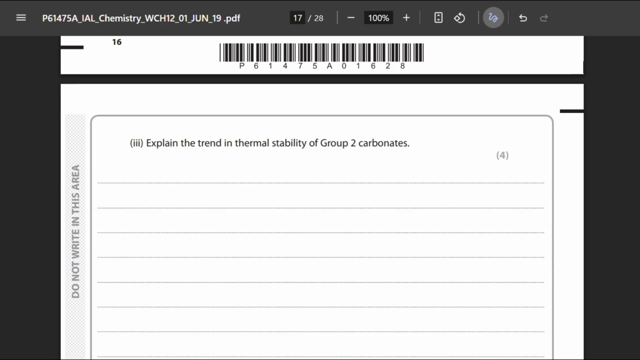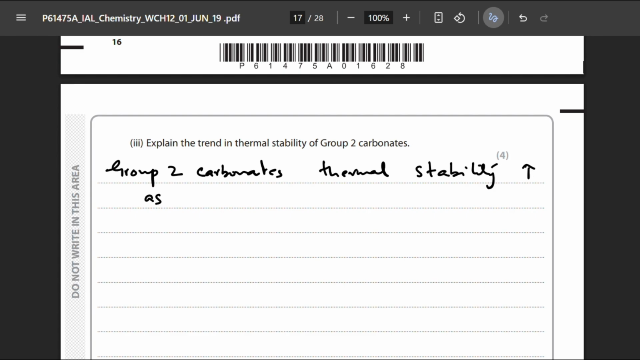Now, next question. Explain the trend in thermal stability of group 2 carbonates. There's a pattern: the thermal stability of group 2 carbonates increases as you go down the group. So you need to remember this trend. It increases as you go down the group.